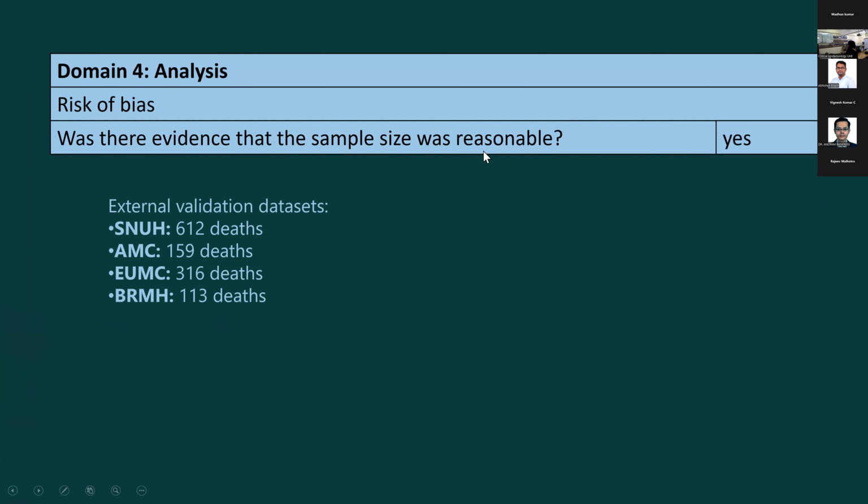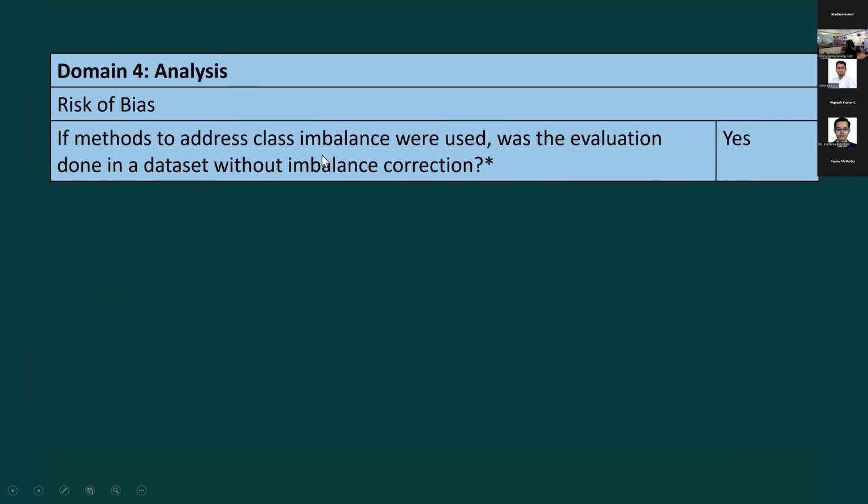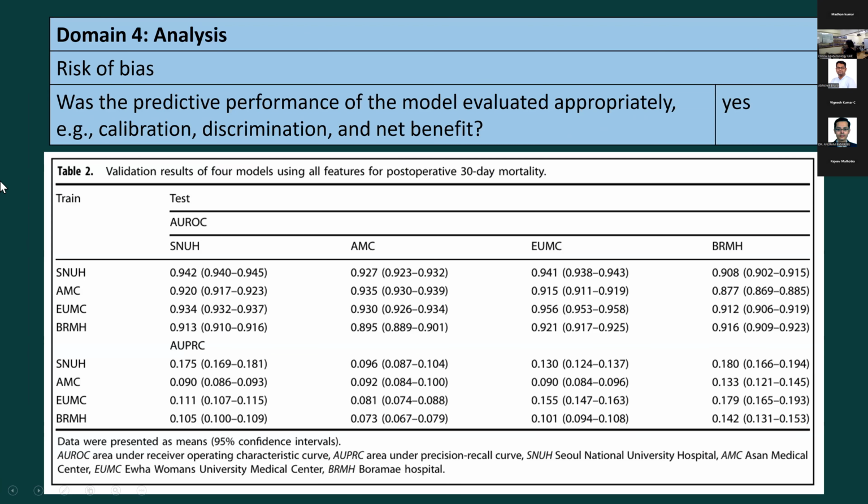Was there evidence that sample size was reasonable for an external validation data set? For prediction modeling using AI models, there should be at least 100 events per model for the model to learn the data properly. Here, all these four had at least 100 events. So the external validation sample size is reasonable. Were the participants with missing or censored data handled appropriately in the analysis? Yes. If methods to address class imbalance were used, was the evaluation done in a dataset without imbalance correction? Yes. And was the predictive performance of the model evaluated appropriately? Yes.